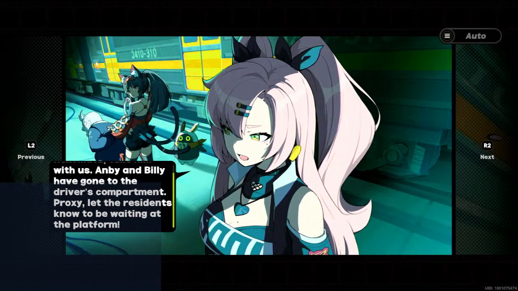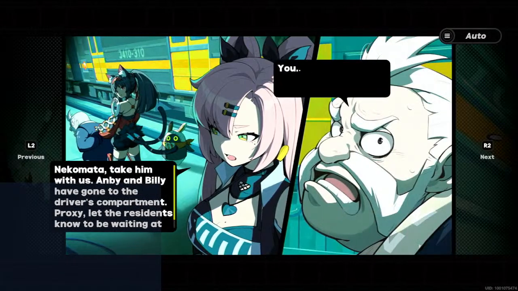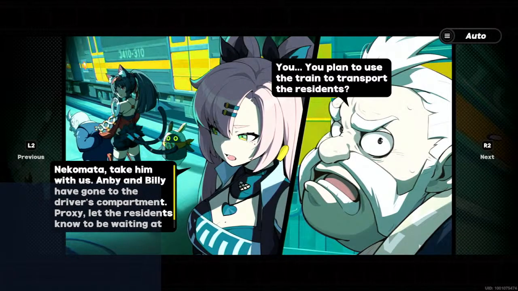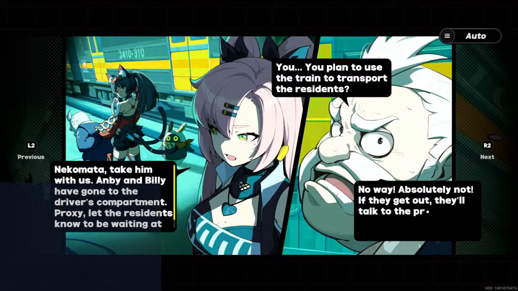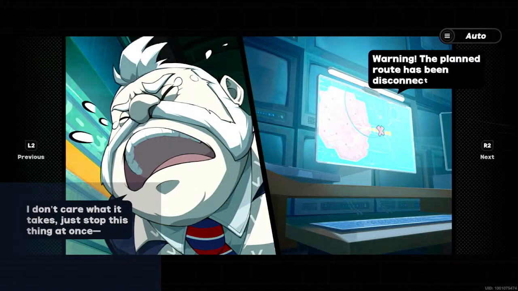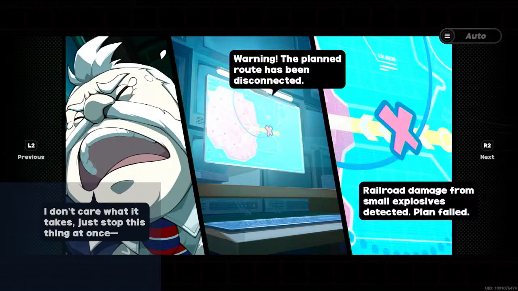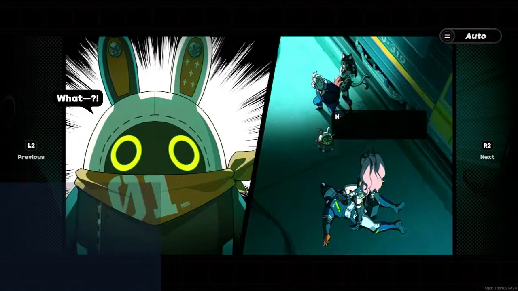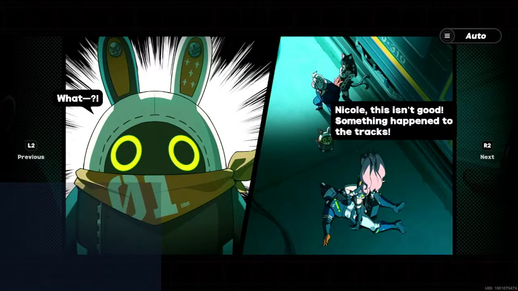Anby and Billy have gone to the driver's compartment. Proxy, let the residents know to be waiting at the platform. You plan to use the train to transport the residents? No way! Absolutely not! If they get out, they'll talk to the press, and Vision and I will be done for! I don't care what it takes! Just stop this thing at once! Warning. The planned route has been disconnected. Railroad damage from small explosives detected. Plan failed. What? Nicole, this isn't good! Something happened to the tracks! No way!